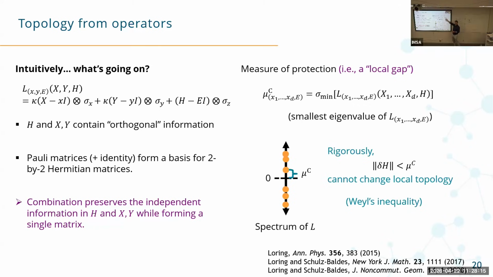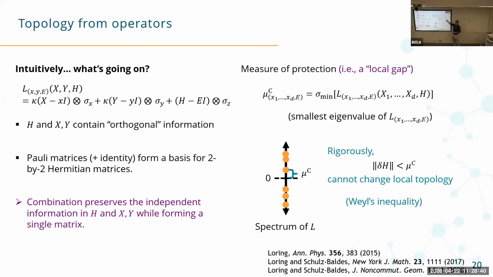I cannot change the signature of my matrix without one of my eigenvalues of my Hermitian matrix first going to 0. And it's Hermitian, so all my eigenvalues can move at most at linear speed. And so the minimum eigenvalue, the eigenvalue of this localizer closest to 0, is by definition a measure of topological protection.